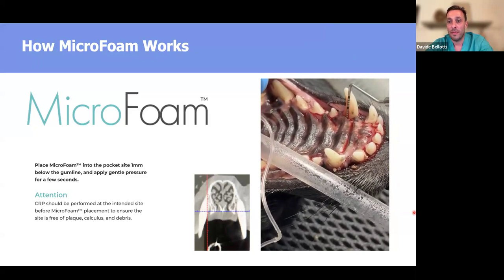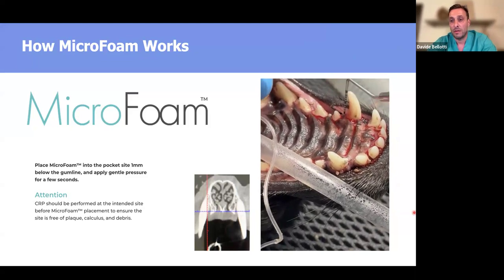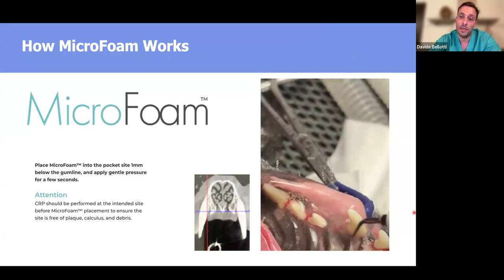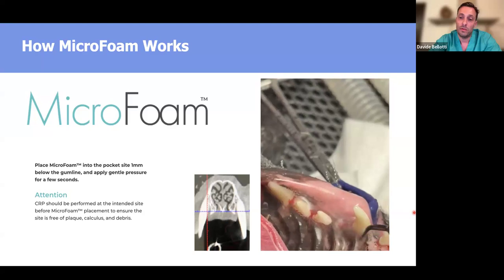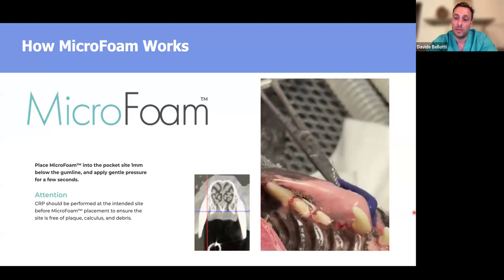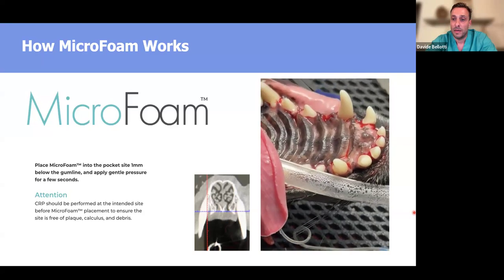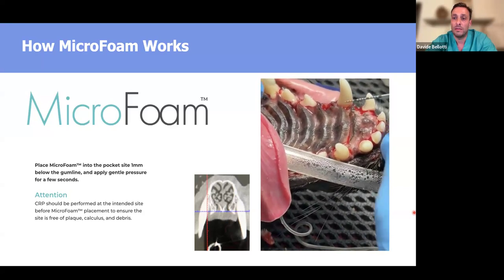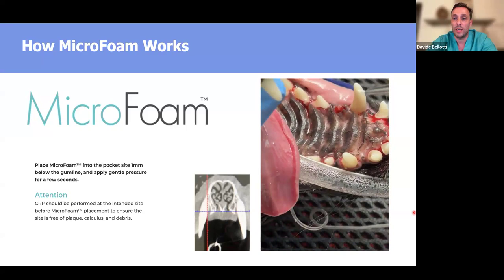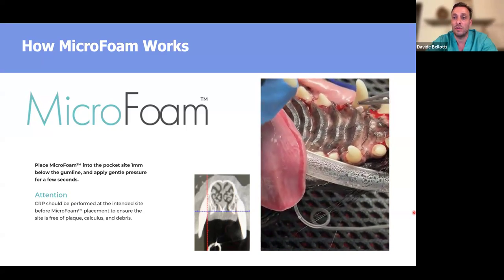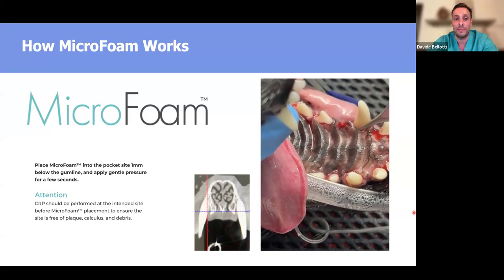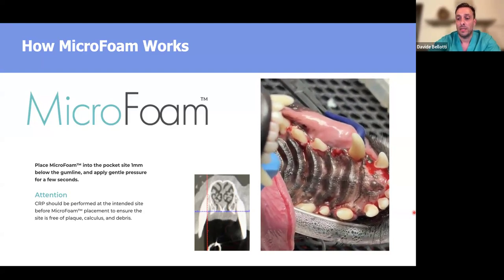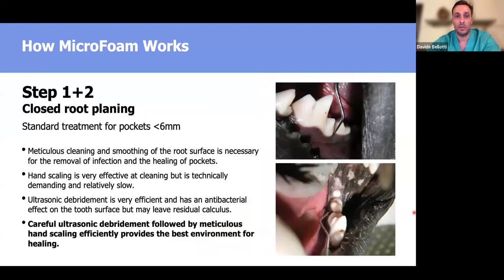So we check for pocket depth first. After that, we do our closed root planing with an ultrasonic instrument and hand instrument, and then we check again just to be sure of the size, and then that's the magic. We just insert the MicroFoam into the pocket. That's as easy as it looks.